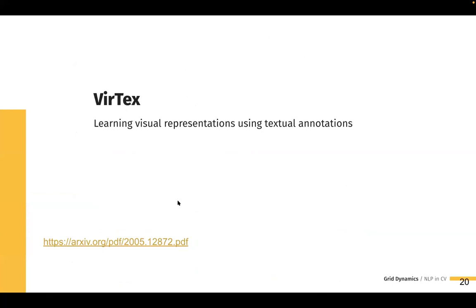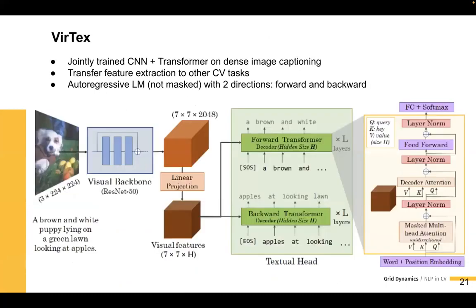Okay, let's go next. This VirTex architecture is very interesting because it helps us to learn visual features from text. The model is also very simple. We have an image, we have a visual backbone. We get features with 7 by 7 by 2048 dimensions. Then we make a linear projection, and we get 7 by 7 by H, where H is our hidden dimension, like the word embedding dimension. So we have 49 words by H dimension.